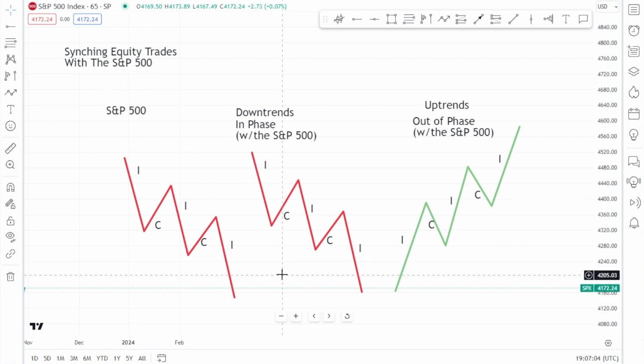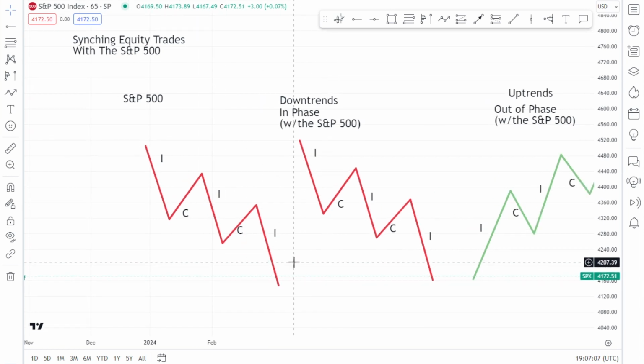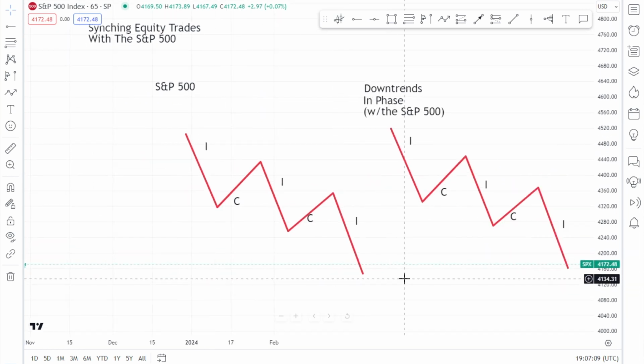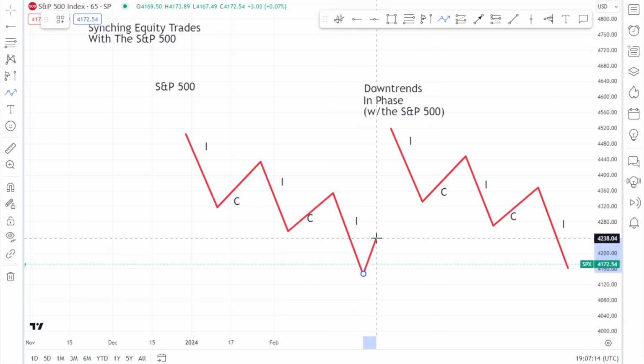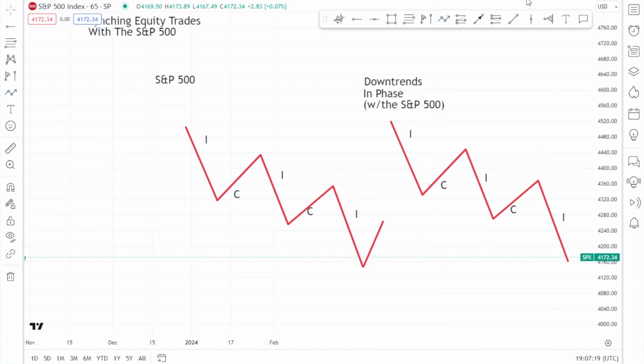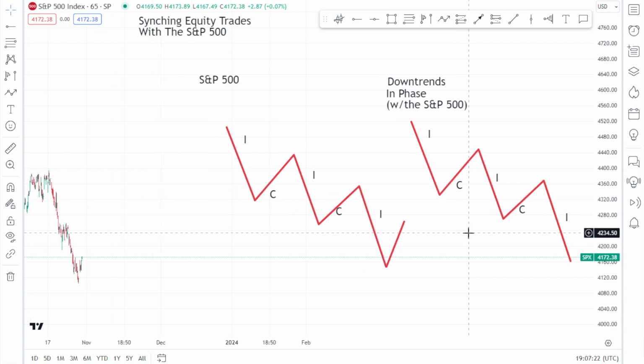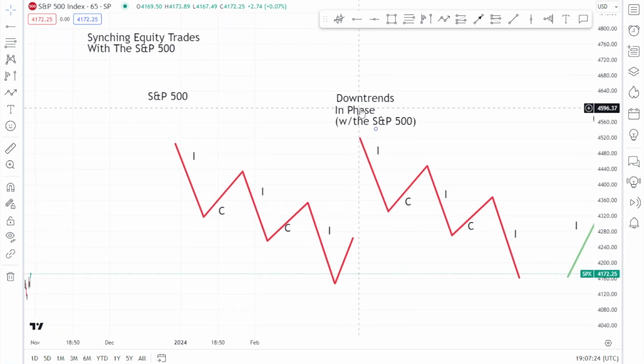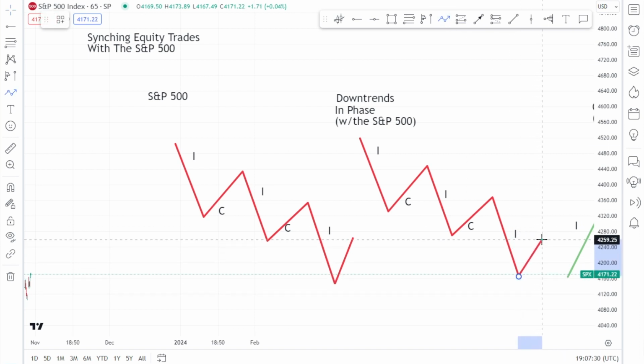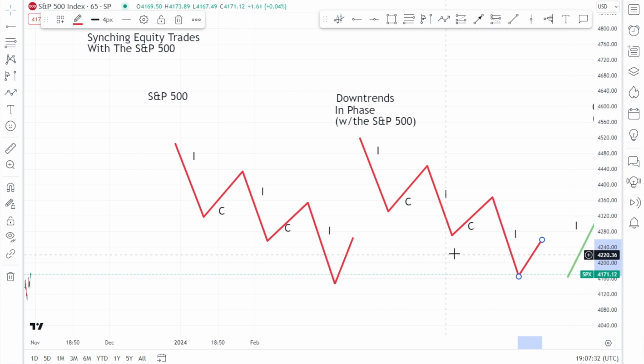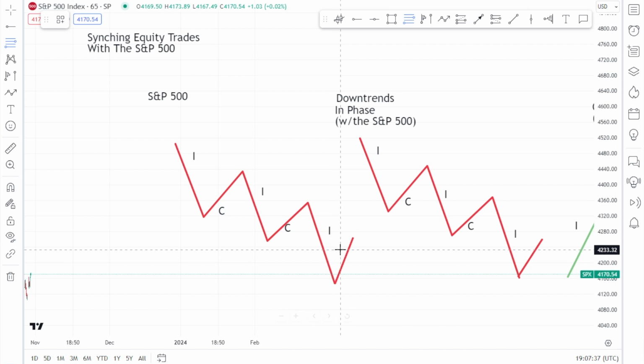Now, what you should see is this. Just to explain this part first. Let me spread that out a little bit. When the S&P pulls up like this in a corrective move, the in-phase stock should also pull up in the same corrective move, just like this. So they're both in corrective uptrends. Now, when the S&P gets ready to reverse right here from this.